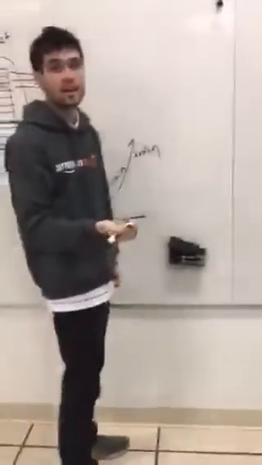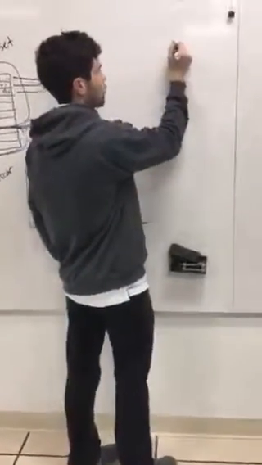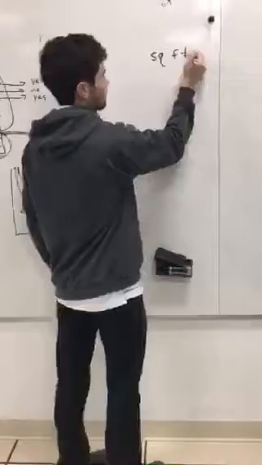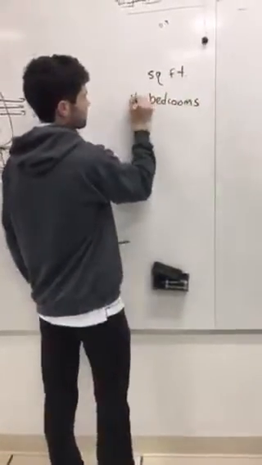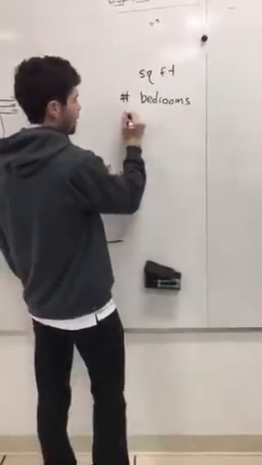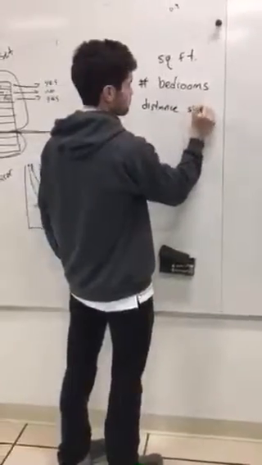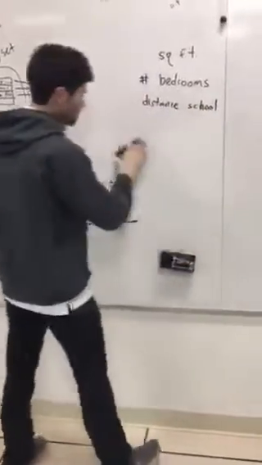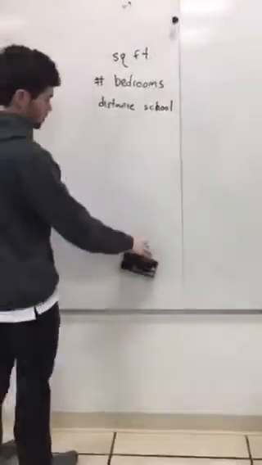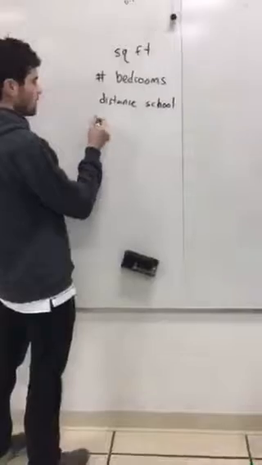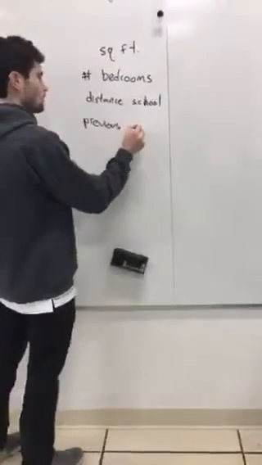So I have some data about the house. There's input data. Maybe I know the square footage of the house. Maybe I know how many bedrooms there are. Number of bedrooms. Maybe I know the distance to the nearest school. And maybe I know other information about the house, like previous owners. I have a bunch of information about it, right?